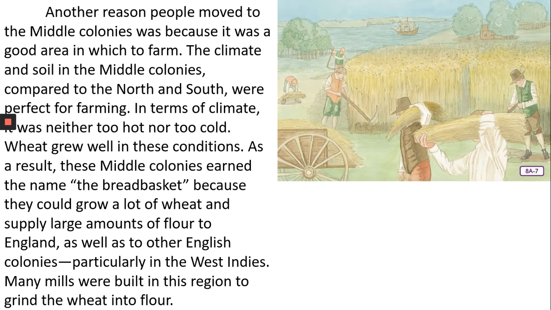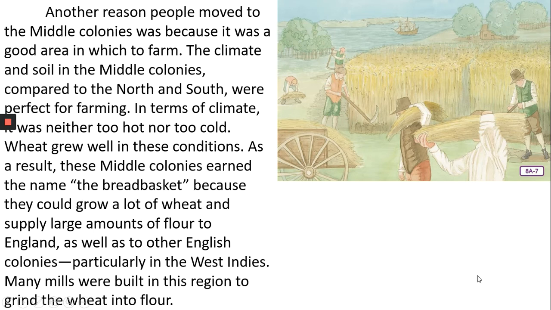Another reason people moved to the middle colonies was because it was a good area in which to farm. The climate and soil in the middle colonies, compared to the north and south, were perfect for farming. In terms of climate, it was neither too hot nor too cold. Wheat grew well in these conditions. As a result, these middle colonies earned the name the bread basket, because they could grow a lot of wheat and supply large amounts of flour to England. You need to remember that, the bread basket.